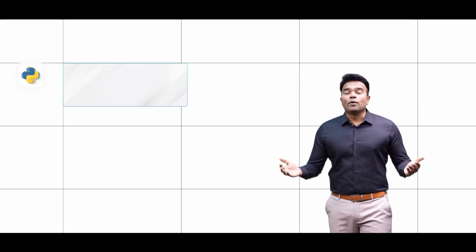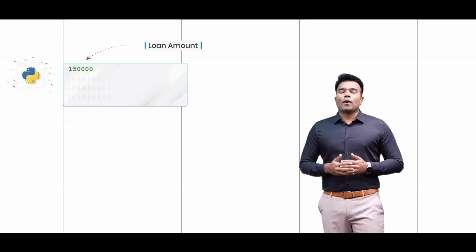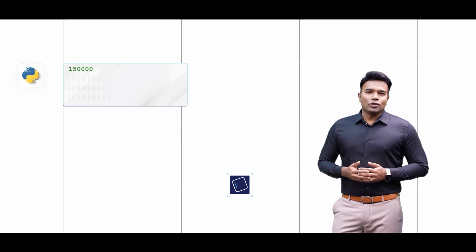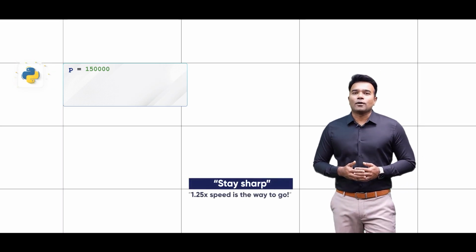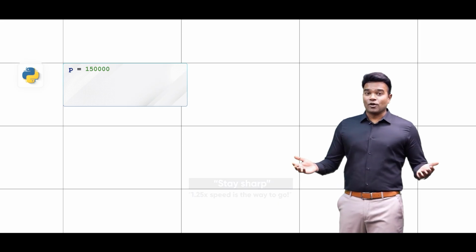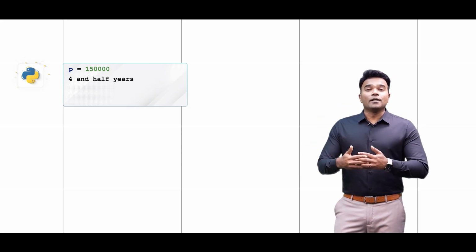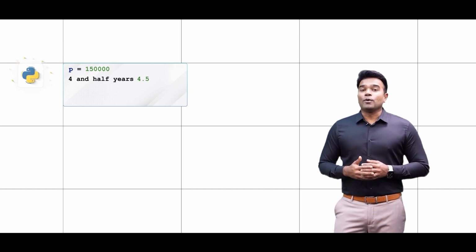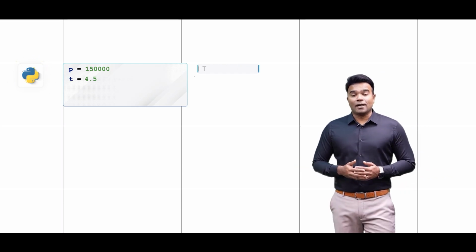Now, let's assume that you are in need of a loan amount of 1.5 lakh rupees. This loan amount that is required by you from the bank is what we refer to as the principal, which in short we store inside the variable P. And for what duration would you be requiring this loan amount? Assume that you require it for a time duration of 4.5 years, and that 4.5 years is what is represented as 4.5 over here, and that is stored inside the variable T that represents the time duration.